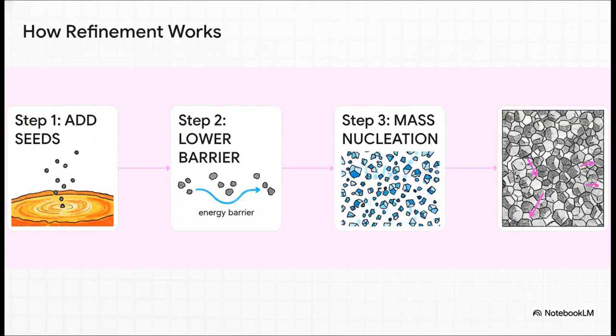Okay, so check this out. Here's the playbook. First, we dump tiny particles, our seeds, into the molten metal. These little guys act as the perfect starting points for heterogeneous nucleation. They just completely knock down that energy barrier we saw earlier.